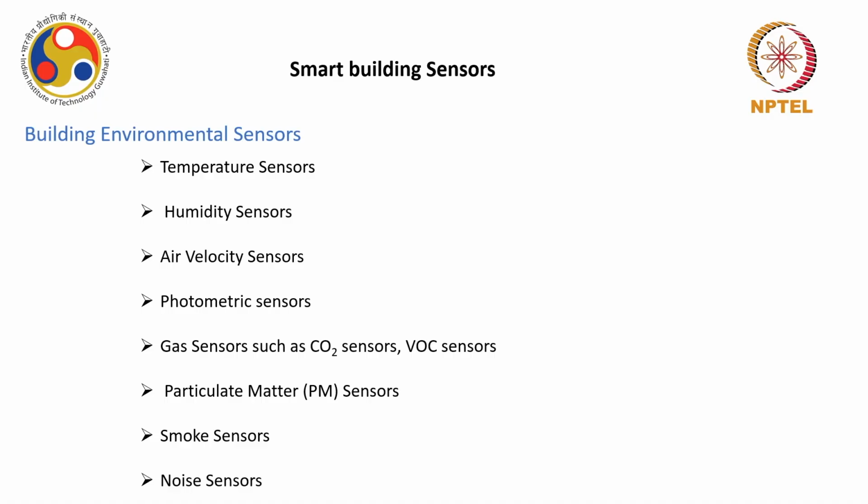And we promised that we will discuss the building environmental sensors. There were various building environmental sensors like temperature sensors, humidity sensors, air velocity sensors, photometric sensors, some gas sensors for monitoring different VOCs and the emission of carbon dioxide inside a closed building. We also talked about particulate matter sensors, PM sensors, which are an essential part of building environmental sensors, and the other sensors were noise sensors and smoke sensors.